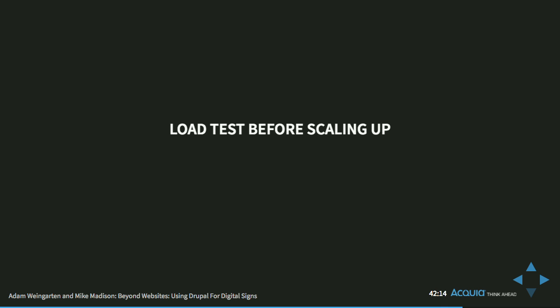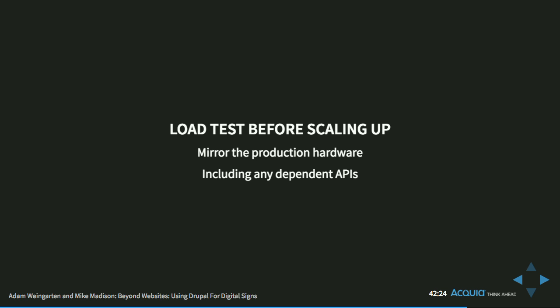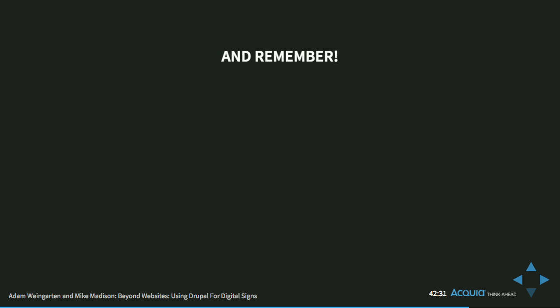Mirror the production hardware, including any of your dependent APIs if possible. You want to make sure that anything that you're relying on can handle it. I actually did load testing a few years ago on a system, and the system itself could handle 500 plus concurrent connections. It wasn't going to be used that much. But one of our critical APIs could only handle 5. So thankfully, we figured that out before we went live.